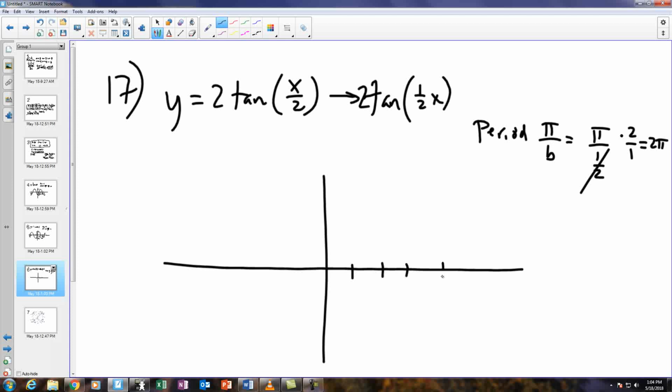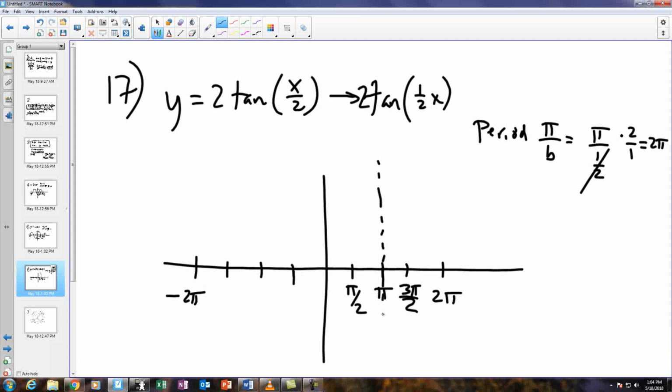So 1, 2, 3, 4. Call that 2 pi. This would be pi. This would be half of pi. And this would be 3 pi over 2. And I can do the same 4 marks to the left. Negative 2 pi. Now, as a side note, the tangent, it's the weird one.